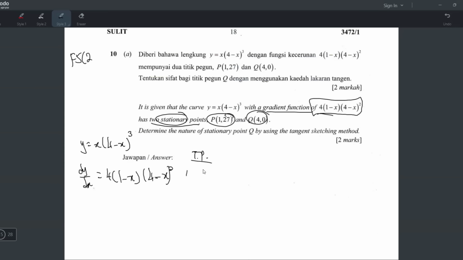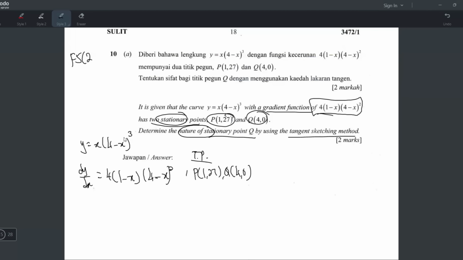TP means turning point. We have 2 P127 and then Q40. So determine the nature of stationary point Q by using the tangent sketching method. Okay, before I explain what the nature of a point is, I want to talk about how they get this dy dx first, right?